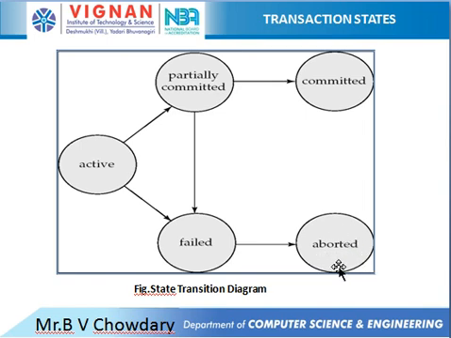And as I told you just now, two things can happen here. The transaction can either restart or else it will be completely killed. So this is how a transaction will move from one state to another during transaction execution. We can also call this diagram a state transition diagram.